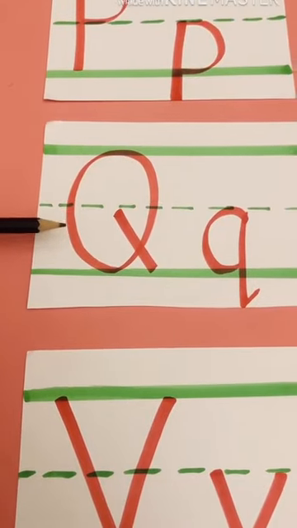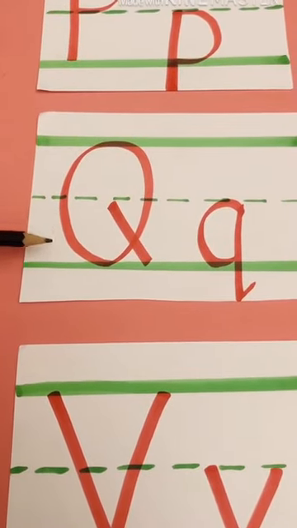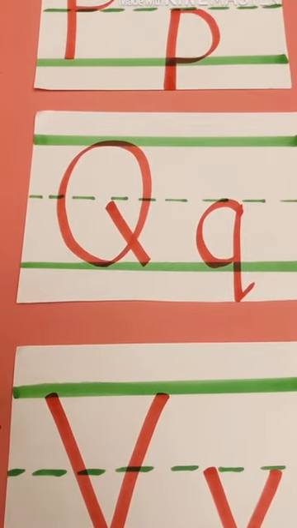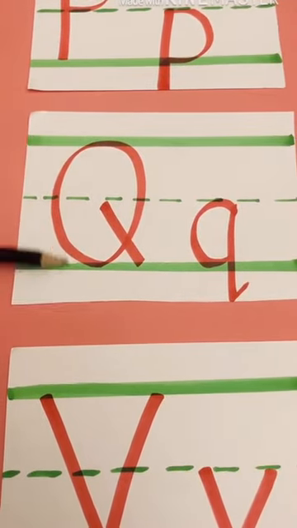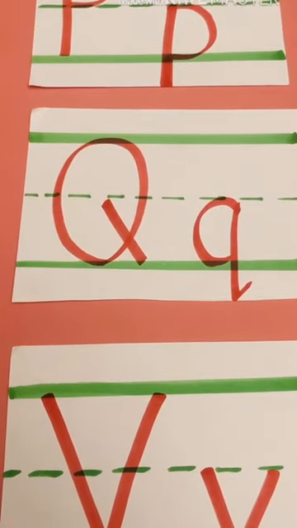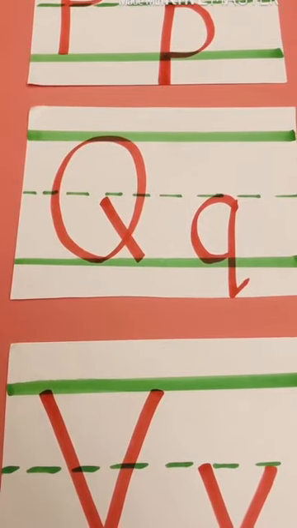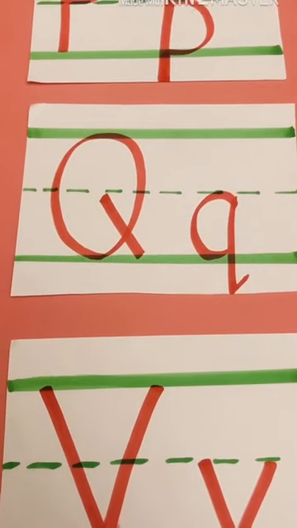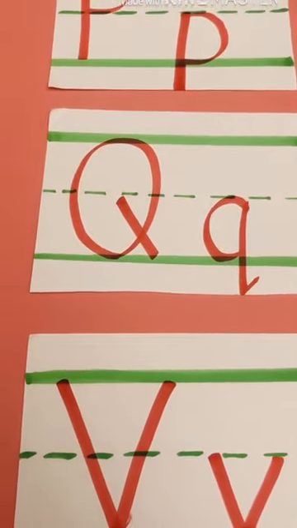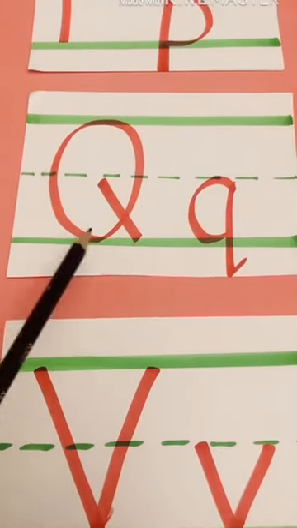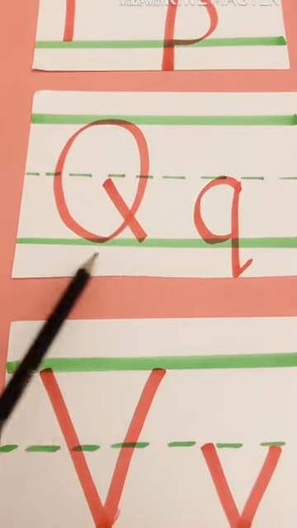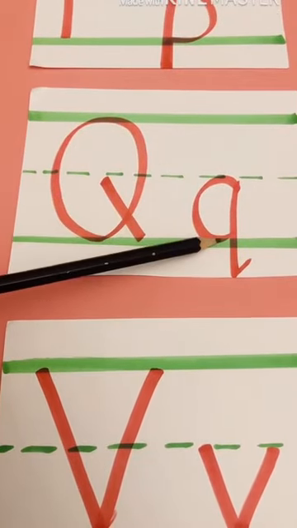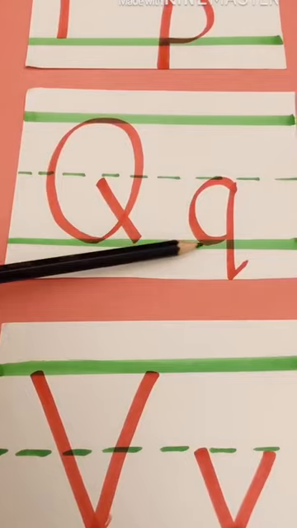Now let's go to the second letter. What is this letter, KG2? Good job. This is the letter Q. What is the sound of the letter Q? Very good. The sound of the letter Q is qua, qua, qua. Good job. This is the partner of our letter Q, uppercase and lowercase, big Q and the small Q.